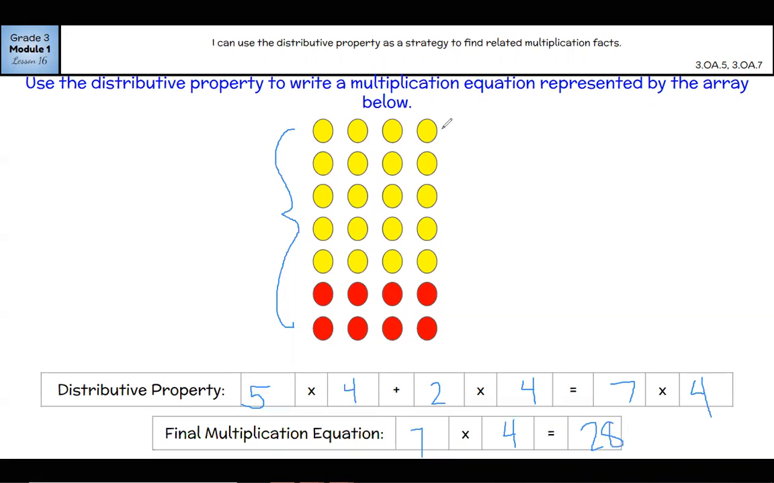So if I were to label what I just did here, the yellow represents 5 times 4. The red represents 2 times 4. And when I put that all together, that represents 7 times 4.